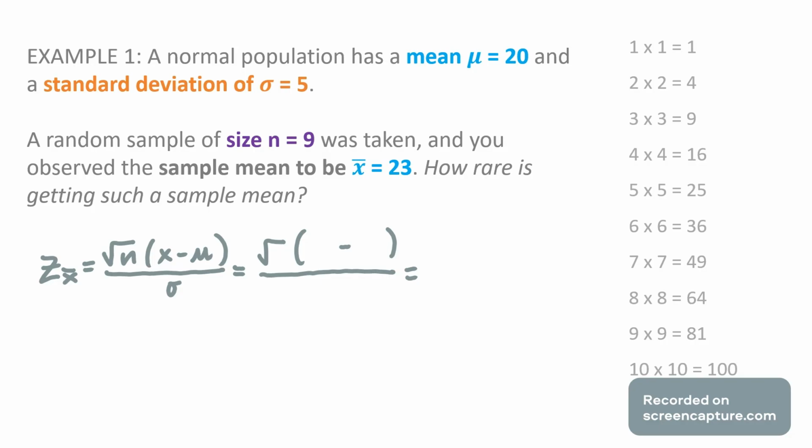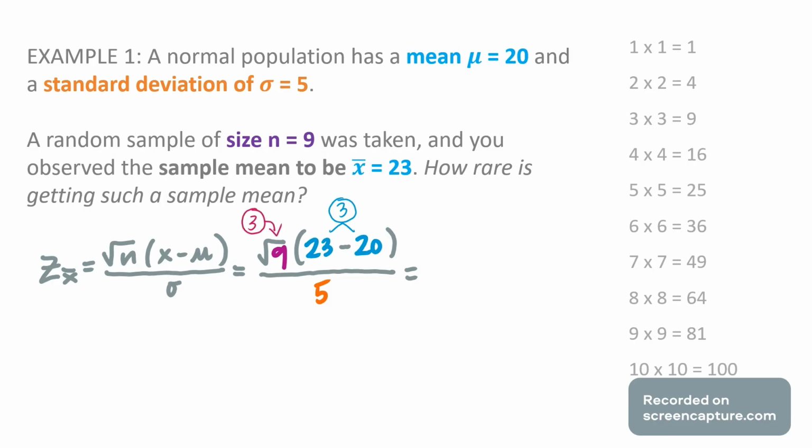We are ready to plug in the values from our given. Sample size of 9 goes inside the square root. 23 is put for sample mean x bar. 20 is put for population mean mu. Take note not to interchange x bar and mu. Sigma is replaced by 5. We subtract the estimate by the true mean, so 23 minus 20 is 3.